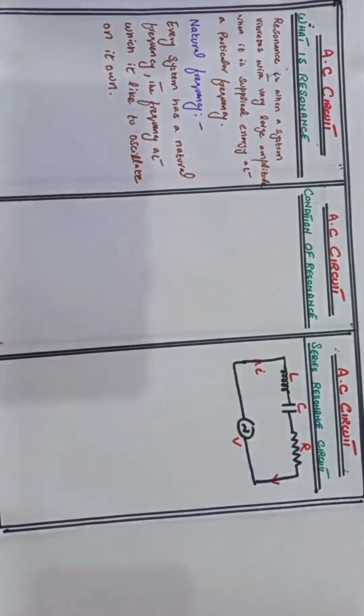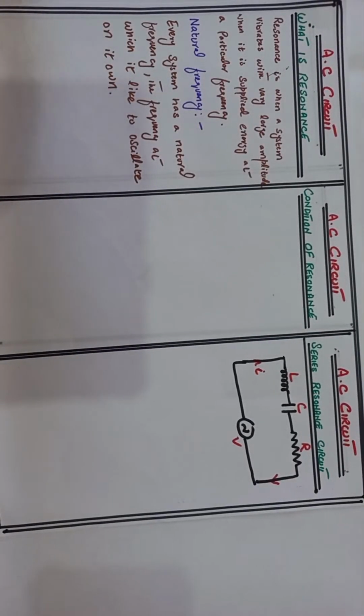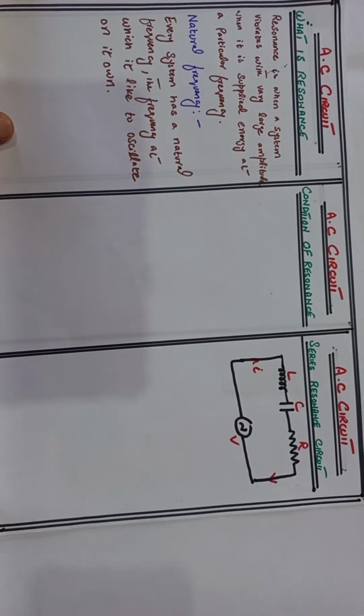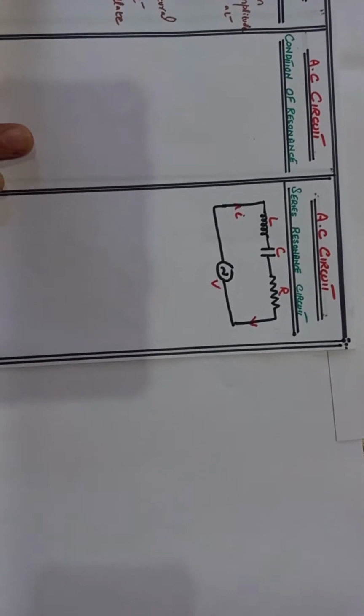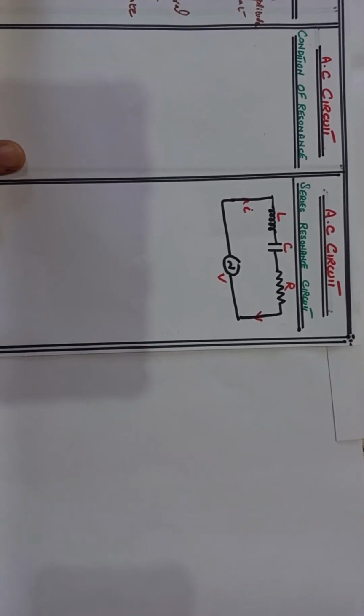Okay, done. Now we discuss the condition of resonance. When an outside source gives energy at the same frequency as the natural frequency of the system, then resonance happens. At this point, the system's oscillation becomes very large. This is the condition of resonance.